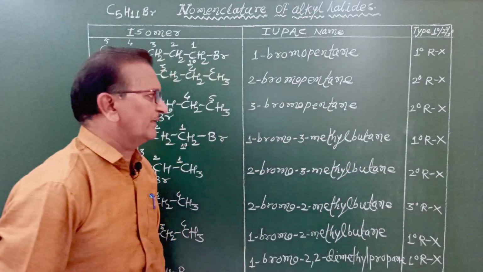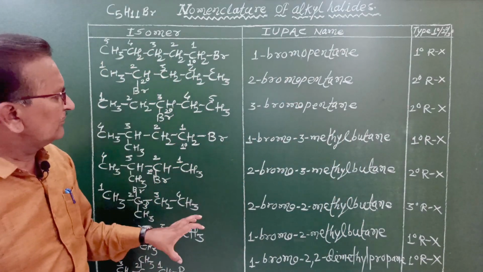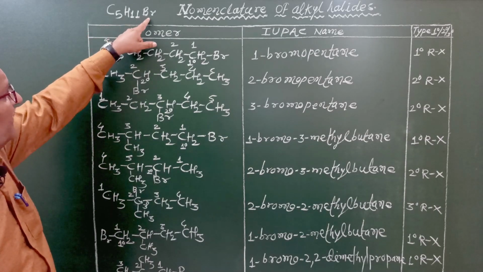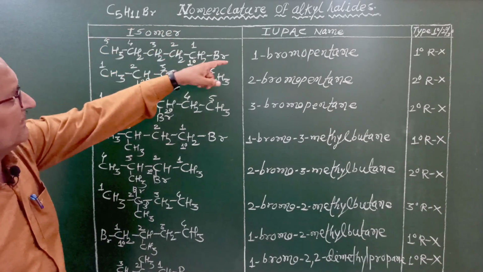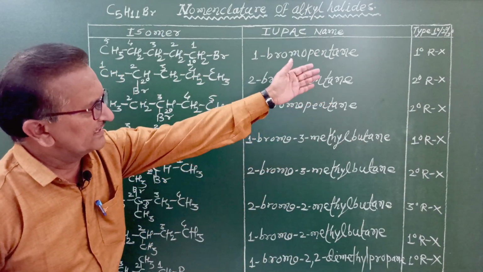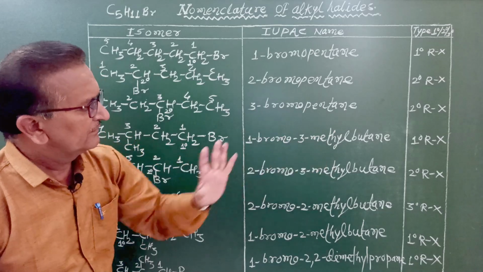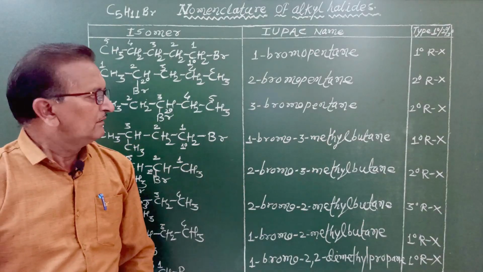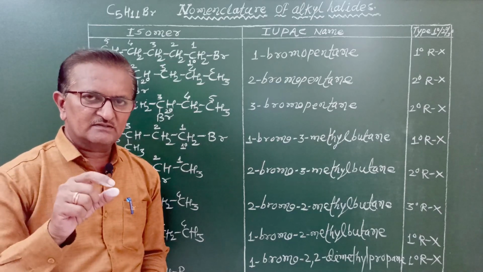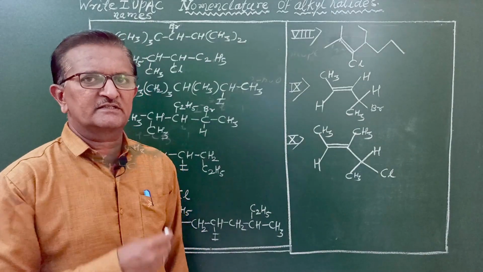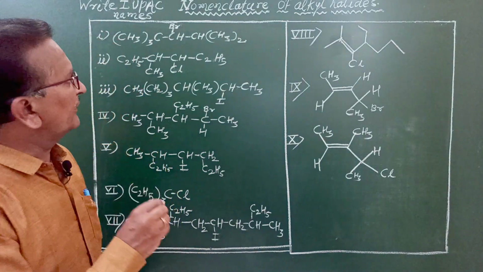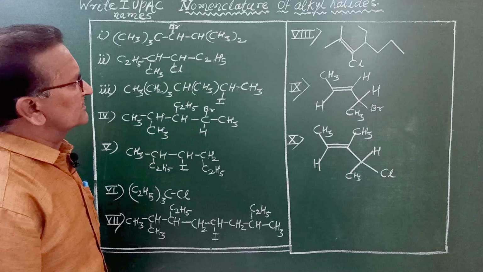So in this way, we have to derive the structural isomers of C5H11Br, their IUPAC names, and their classification as primary, secondary or tertiary. Okay. Now we will take more practice of IUPAC nomenclature by writing some structural formulas. Let us see these examples on the board. Yes, we will derive IUPAC names of these compounds one by one.